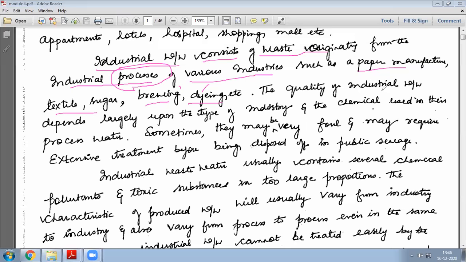So the industrial wastewater depends largely upon the type of industry. This is important, and the chemical used for manufacturing. They also use chemicals, right? So what are all the chemicals used, that only comes out as waste. So that is important, and type of industry is important. Sometimes they may be very foul, meaning smell and all, and may require extensive treatment before being disposed of to public sewage. Okay, so extensive treatment is required.